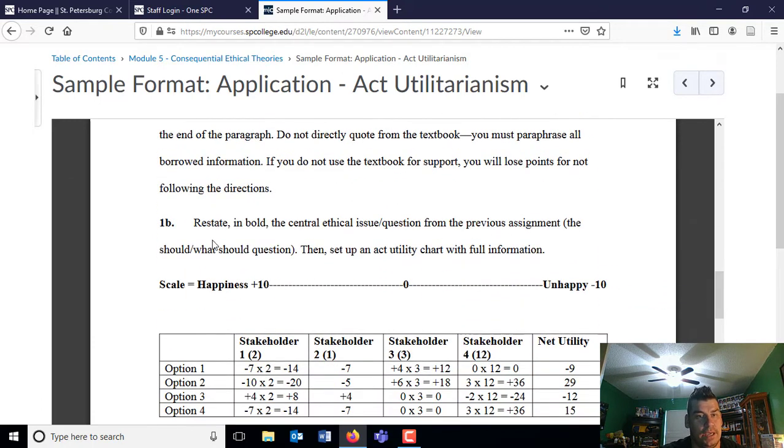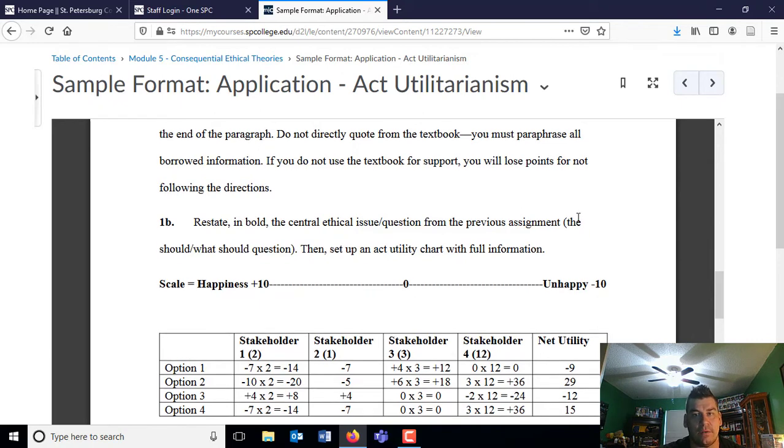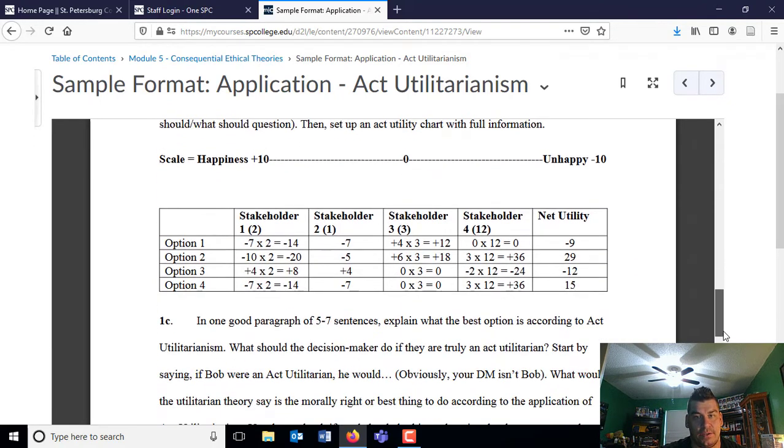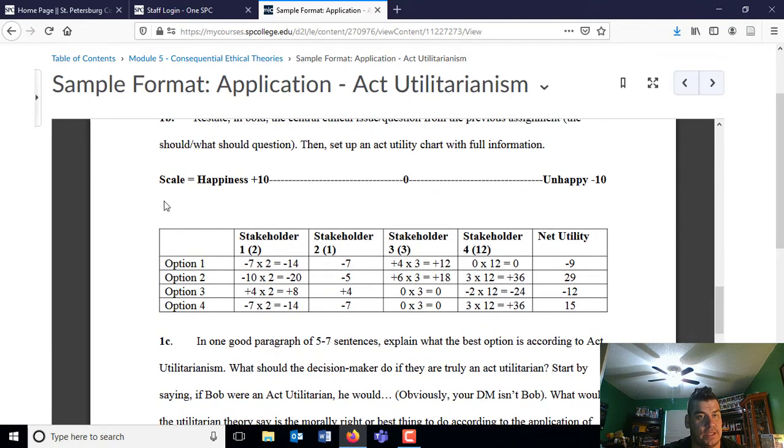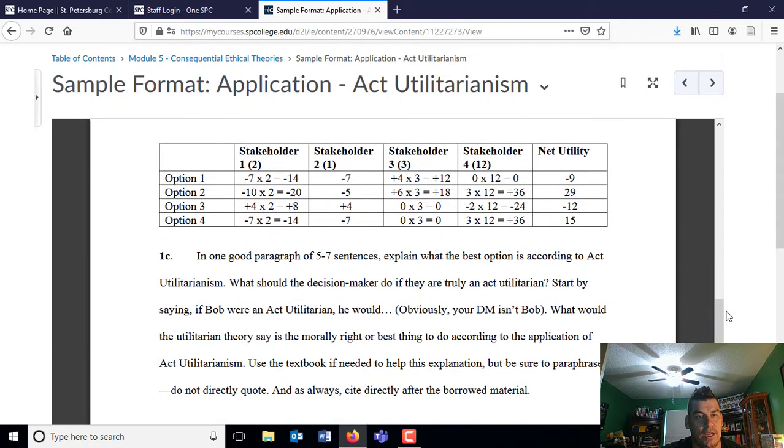To start off 1B, you're going to restate in bold that central ethical issue question from the previous assignment. So your should, what should question should just be on a line right here by itself, bolded. So should Bob leave his wife for cheating on him, whatever, right? And then you're going to have this chart exactly how it looks here, because you'll see in the textbook, there's a scale of happiness +10 to -10, and that's how we figure out our net utility of options. So you're going to use this kind of chart here, options 1, 2, 3, and 4.